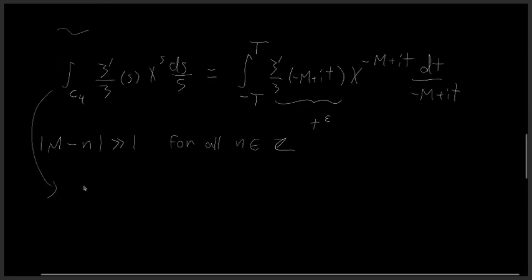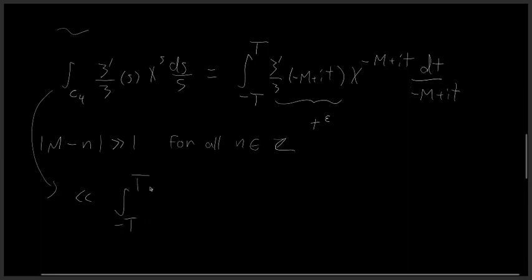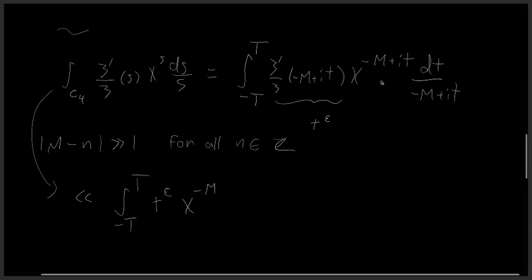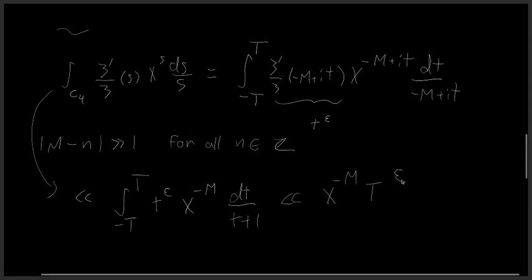And what we end up getting is that this is at most the integral from minus T to T of T to the epsilon x to the minus m, just taking absolute values here, and then we have a dt over, it doesn't super matter, we'll just say over t plus 1. This is in fact good enough. And what we end up getting is that this is at most x to the minus m T to the epsilon.